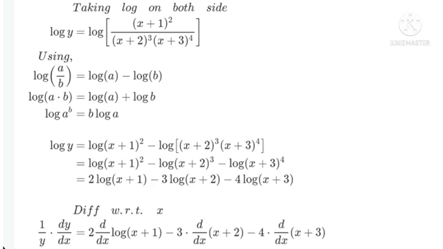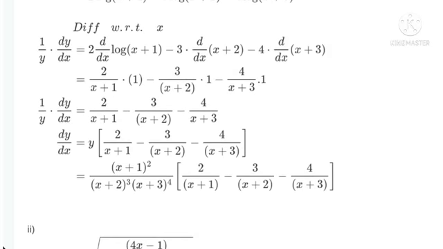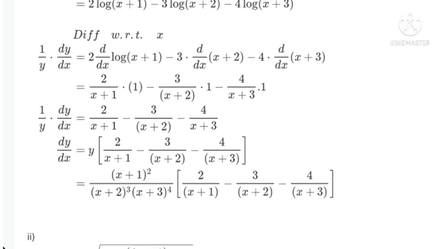Now here, log a raised to b is equal to 2. These two get multiplied: 2 into log (x + 1), 3 into log (x + 2), and 4 into log (x + 3). Now differentiate with respect to x. What happens?